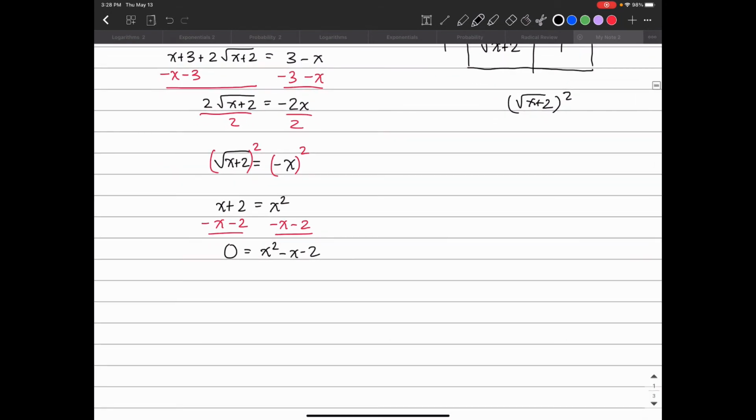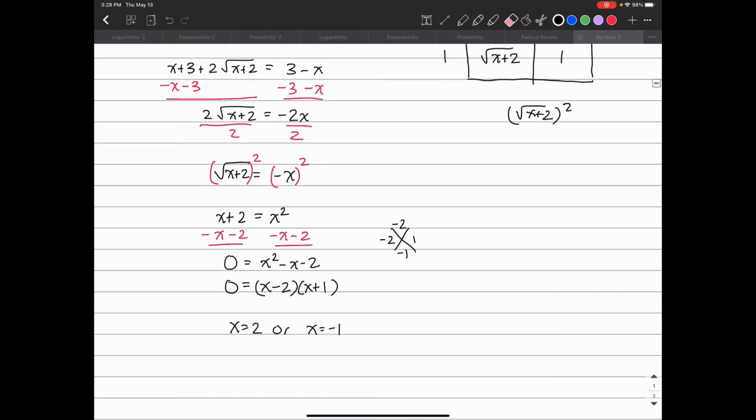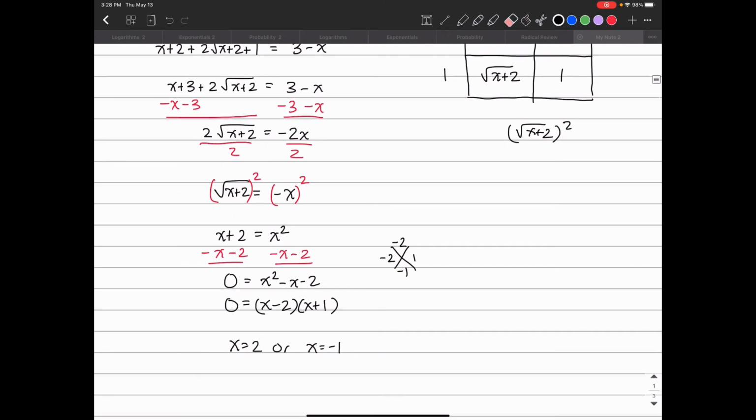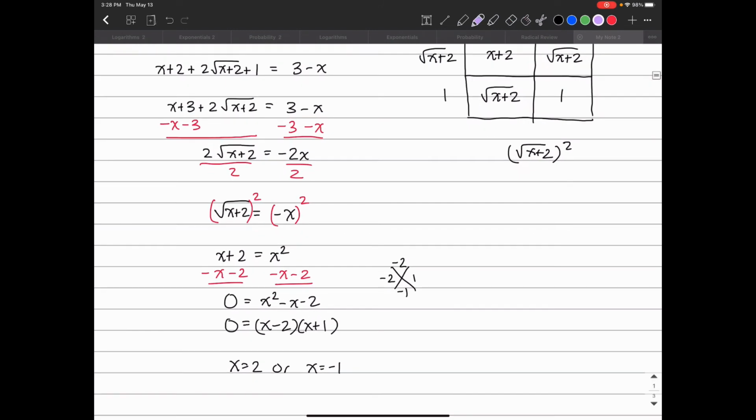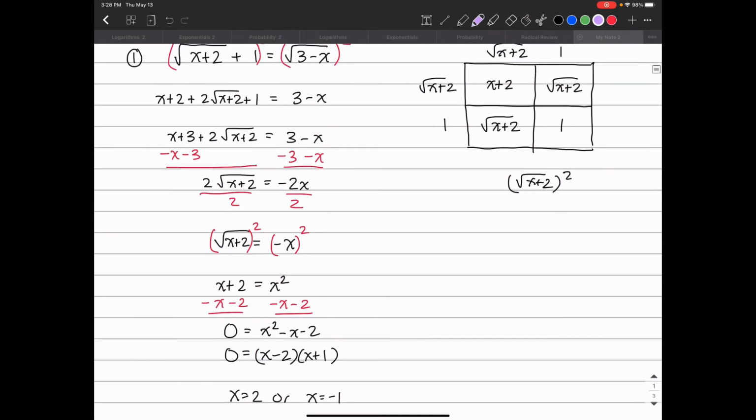And then I factor to solve. So I need two numbers that multiply to negative 2 and add up to negative 1. And those numbers are negative 2 and 1. So x minus 2 times x plus 1 is equal to 0. So I know x is 2 or x is negative 1. I need to check for extraneous solutions. So I plug in 2 and see if that works in my equation.